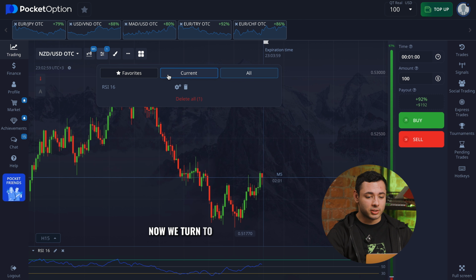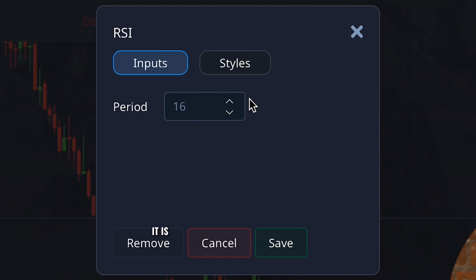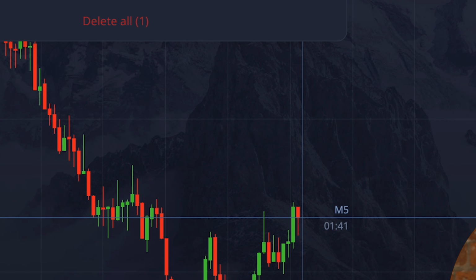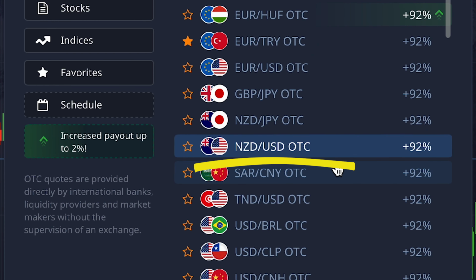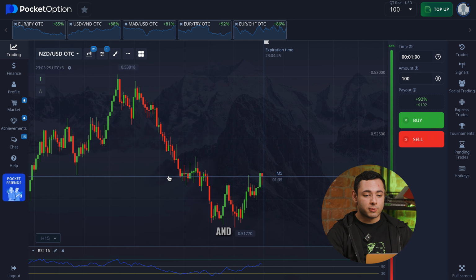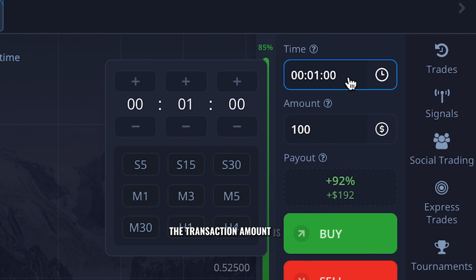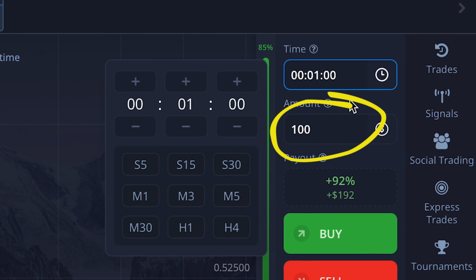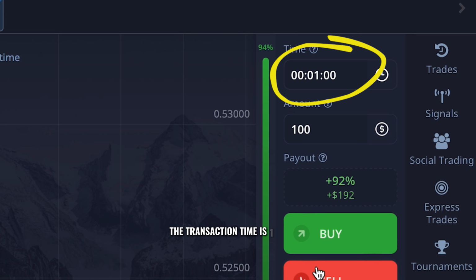Now we turn to the indicators themselves. It is necessary to turn on the RSI. Today, it is the most important scalping tool. You can see the settings on the screen. I will be trading the New Zealand dollar to United States dollar. Its profit margin is 92%, and the transaction amount is $100. The transaction time is 1 minute.